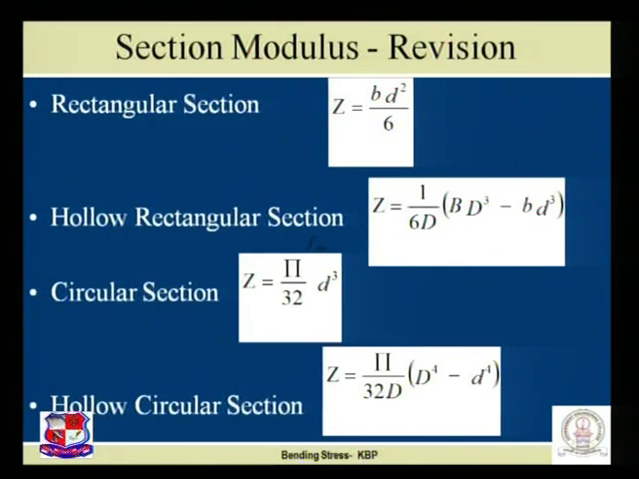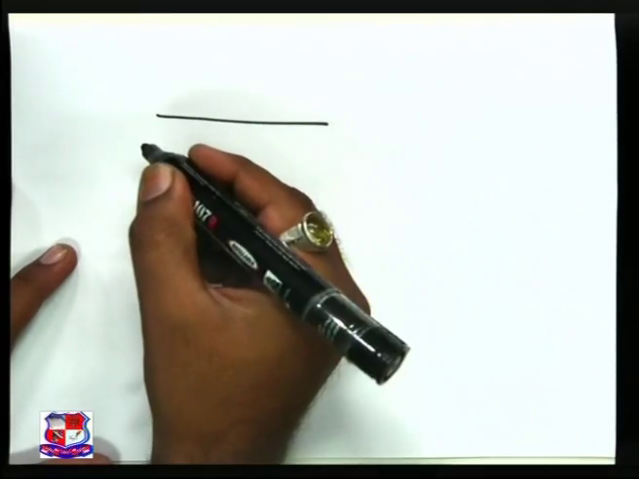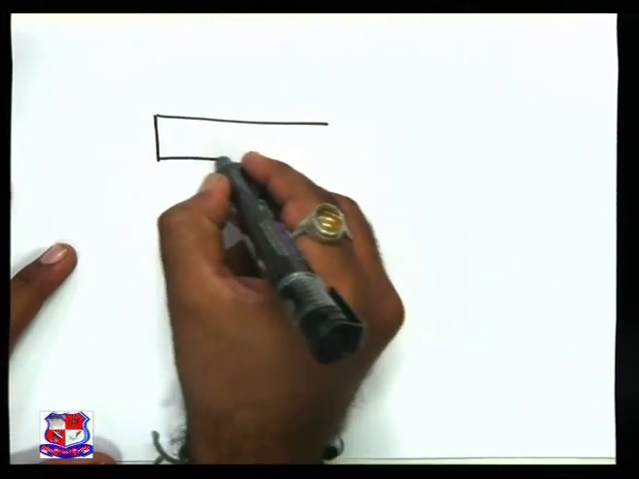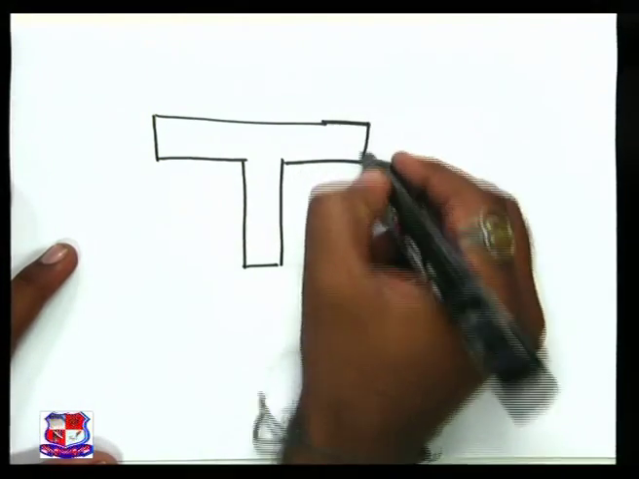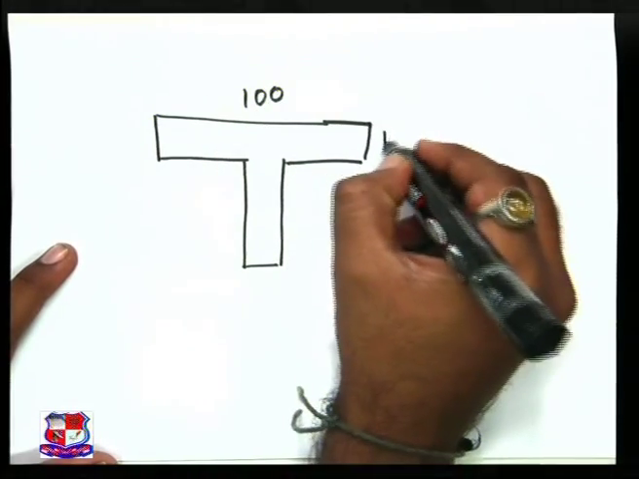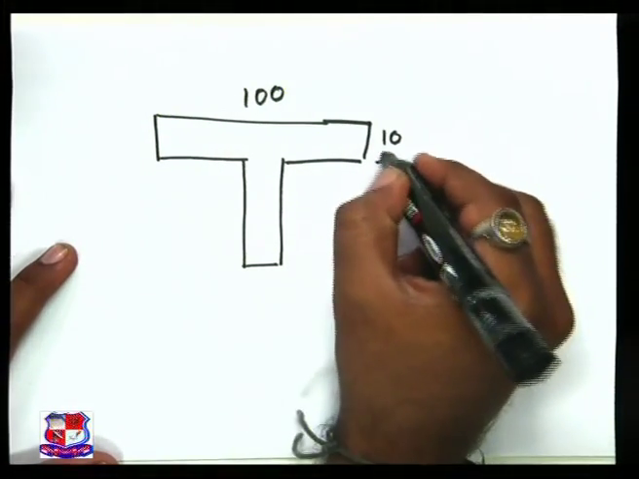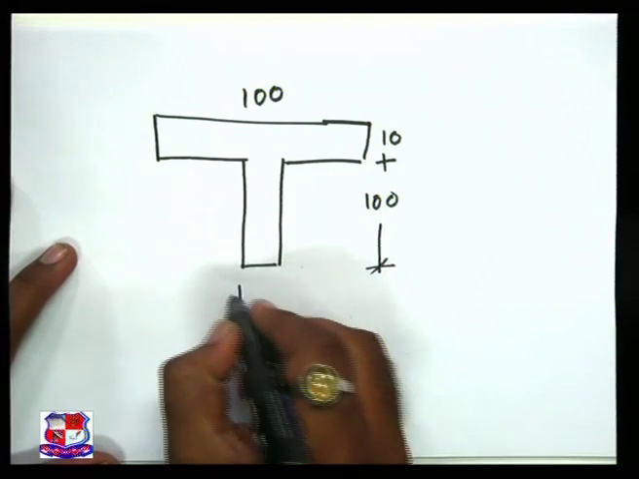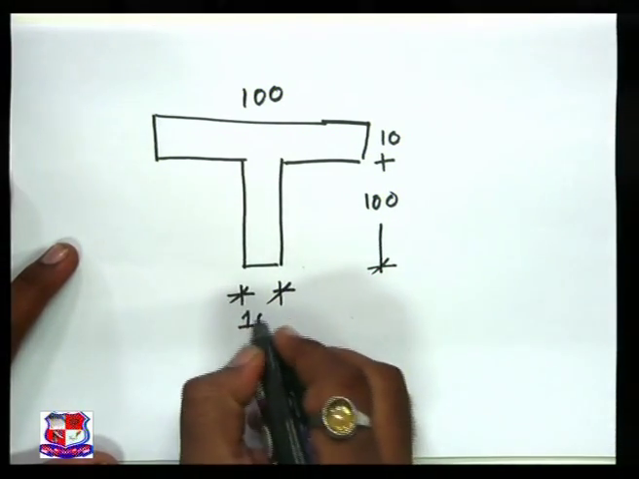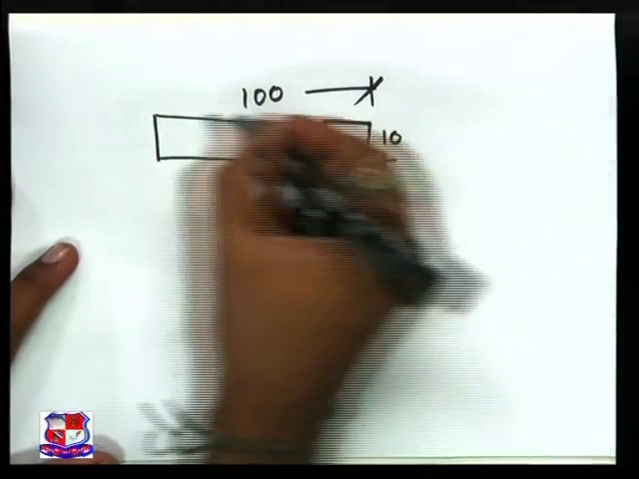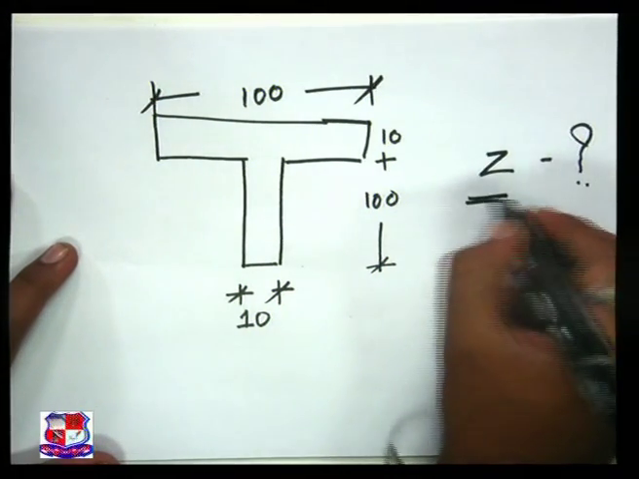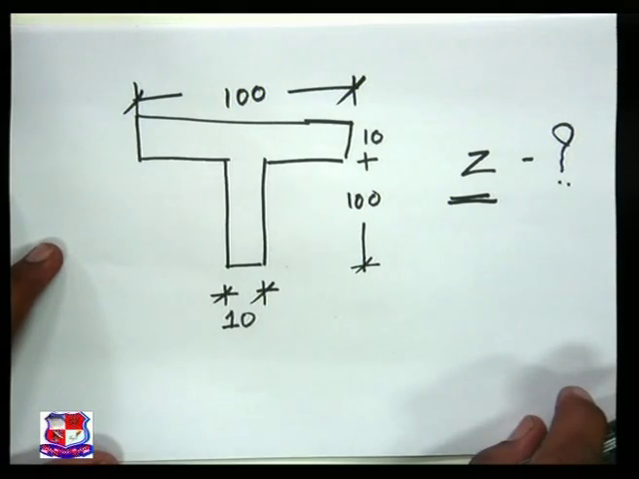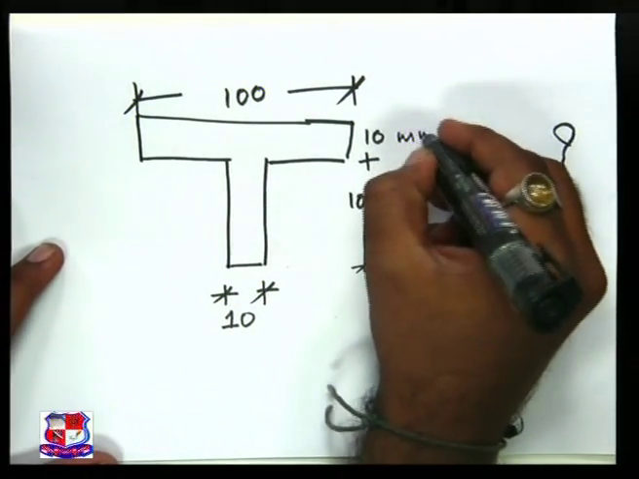So, the previous session, please on the tabletop, we have taken one simple problem of a T section. This is the section which we have taken in the previous lecture. And our intention is to find out Z, that is the section modulus. Now question, all dimensions are in terms of millimeter.